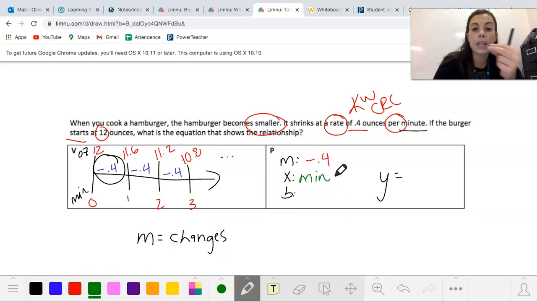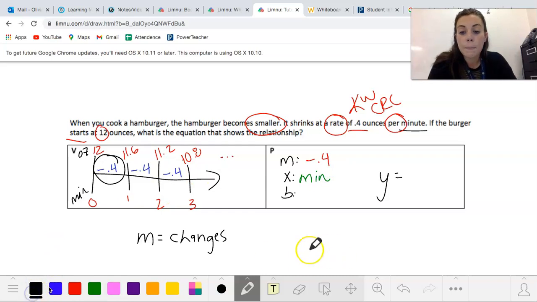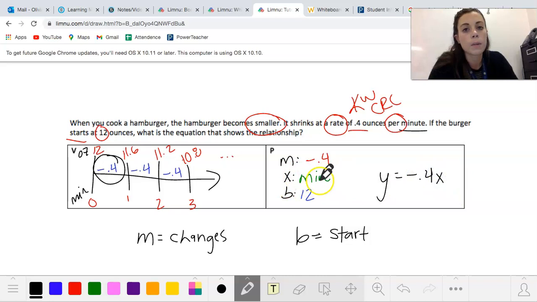And then what is our B? Remember that B is the start, right? B is the start. So at the start of cooking this cute little burger, it weighs 12 ounces. Okay? So when I write this equation, it's going to be y equals negative 0.4 x, right? You don't have to write the minutes, you write the x, plus 12.